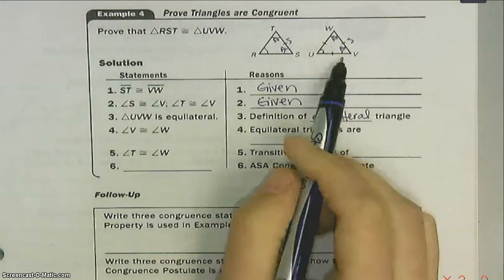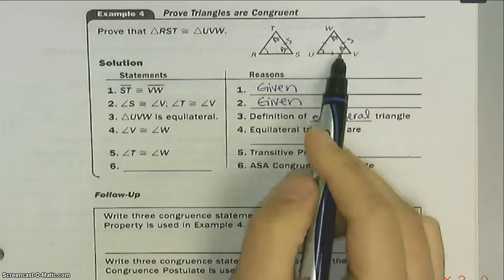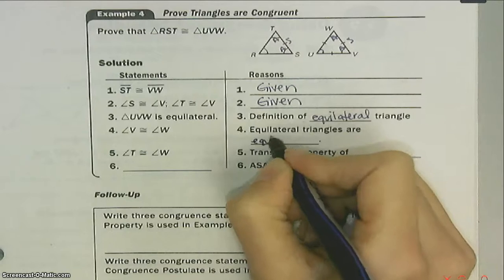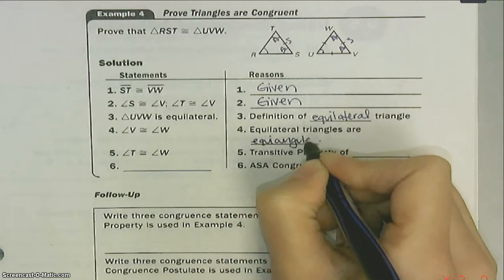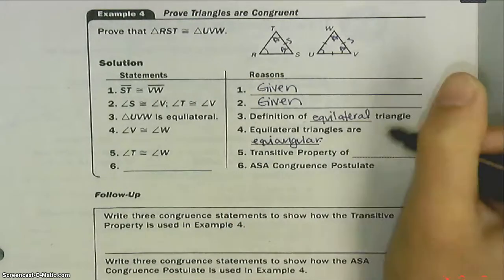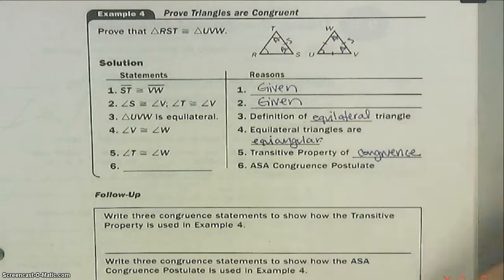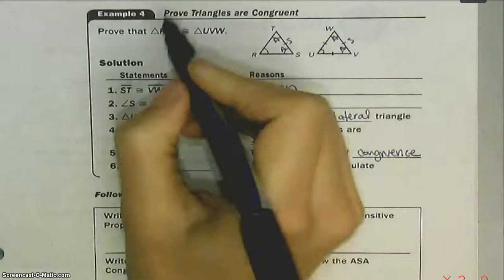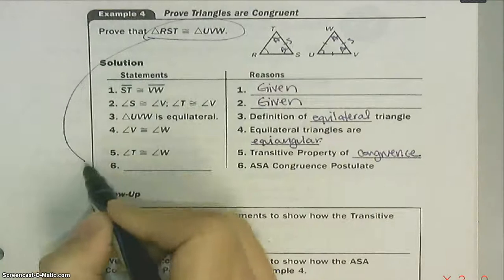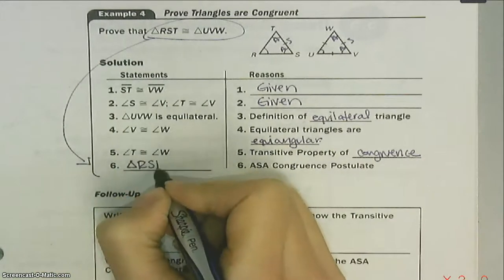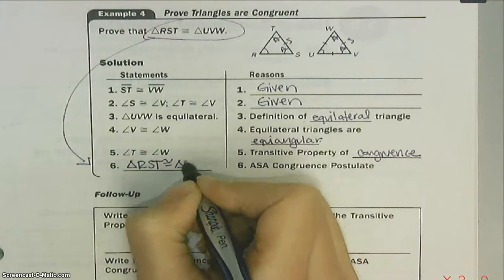Then how do we know that V and W are the same? Well, because if it's equilateral, it also has to be equiangular. All right, then we use our transitive property to show that those are the same. Remember, the last line is always what you're trying to prove. We're trying to prove that these two triangles are congruent.